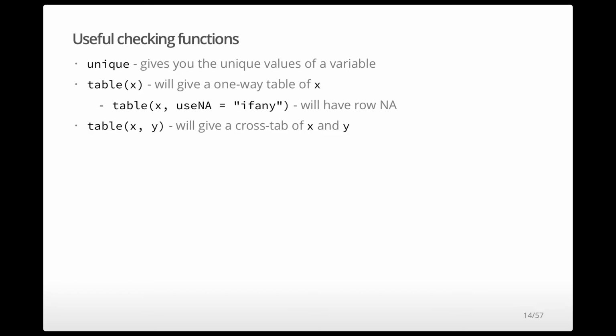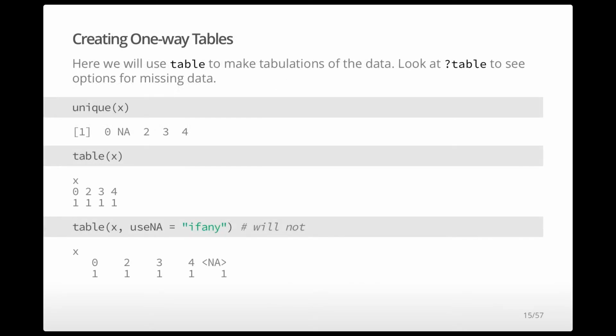Table XY will give you a cross tabulation of X and Y, a two-dimensional table. So again, unique will return NAs. So we did a unique on X. These are the unique values. It doesn't sort them by default.